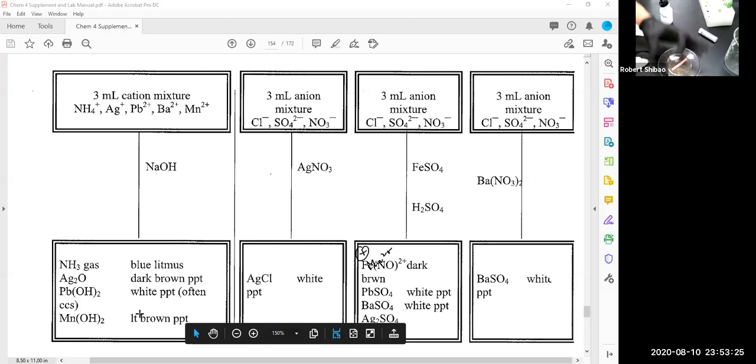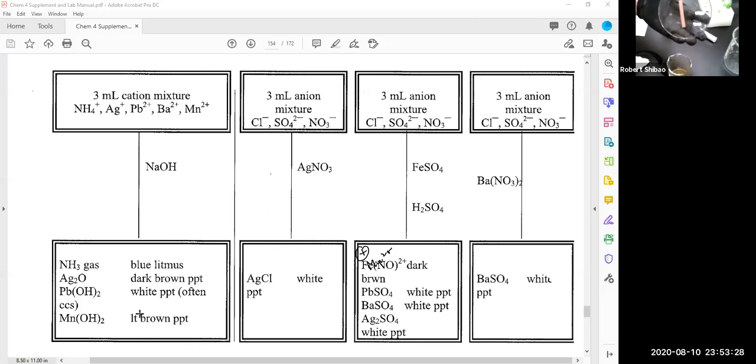Okay, let's see if anything's happening to the litmus. No, it doesn't look like anything's happening to the litmus. So I'm just going to stir this up a little bit. Sometimes a little bit of heat helps to drive off the ammonia. So I'm going to gently heat this a little bit, because these are little tricks you can do once you're more familiar with it. I'm not going to use much heat, and it shouldn't take much heat.